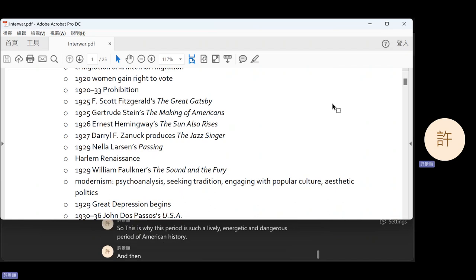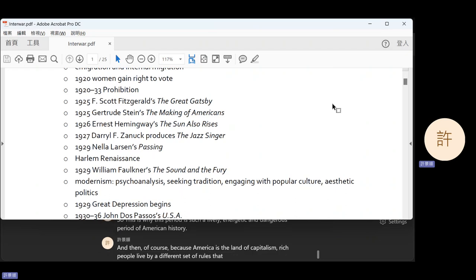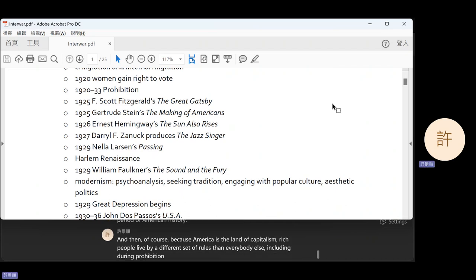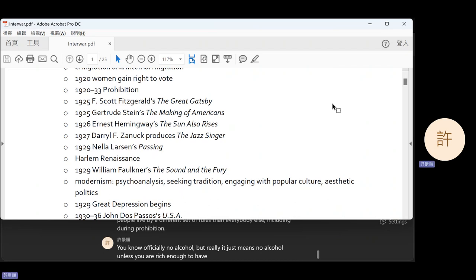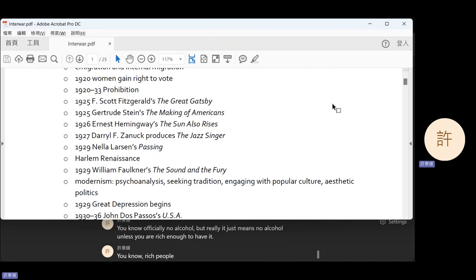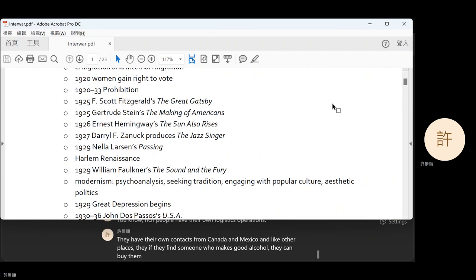And then, of course, because America is the land of capitalism, rich people live by a different set of rules than everybody else, including during Prohibition. You know, officially, no alcohol. But really, it just means no alcohol unless you are rich enough to have it. You know, rich people have their own logistics operations. They have their own contacts from Canada and Mexico and other places. If they find someone who makes good alcohol, they can buy them out.